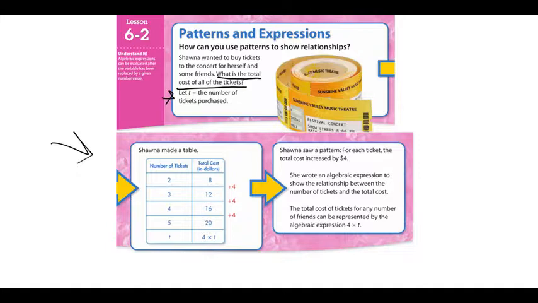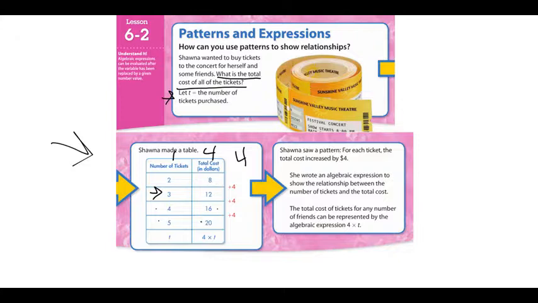Okay, so we're going to use a pattern to help us. It says Shauna saw a pattern. For each ticket, the total cost increased by $4. So if she bought 2 tickets, it would be $8 because each ticket costs $4. So one ticket would cost, if you were thinking $4, you were correct. Okay, so if we were adding it to the table, 3 tickets is going to cost $12. 4 tickets, $16. 5 tickets, $20. So there's obviously a pattern.